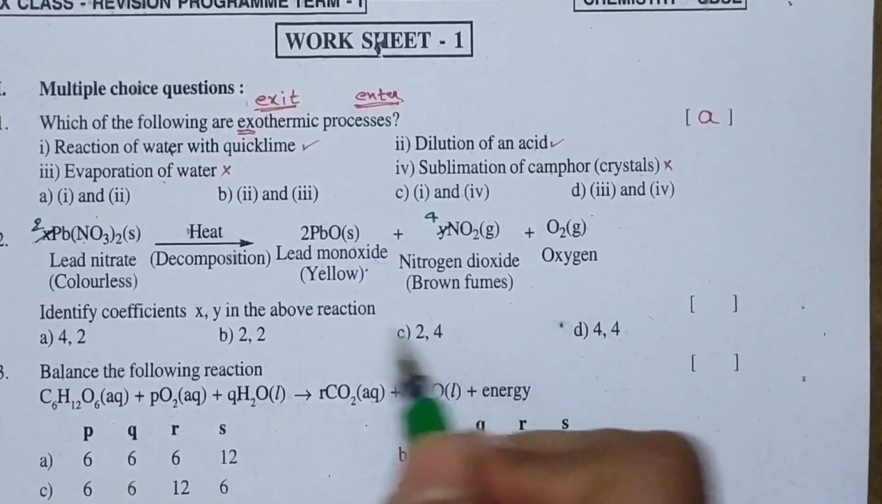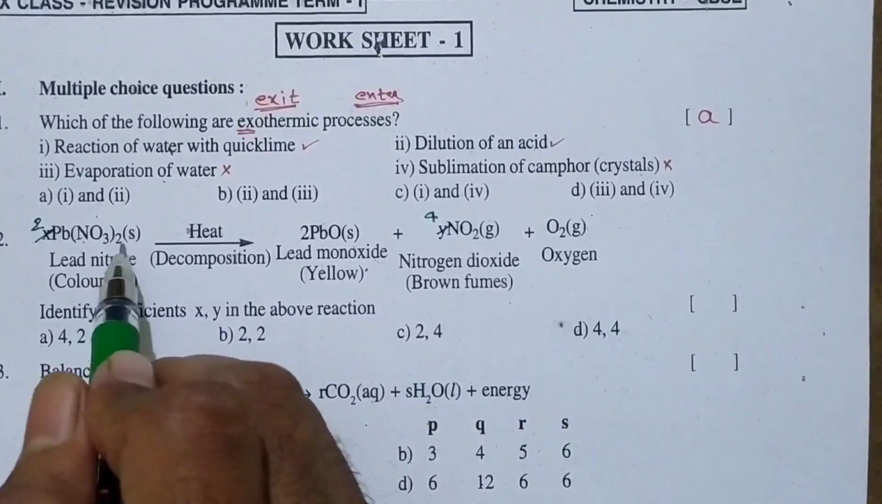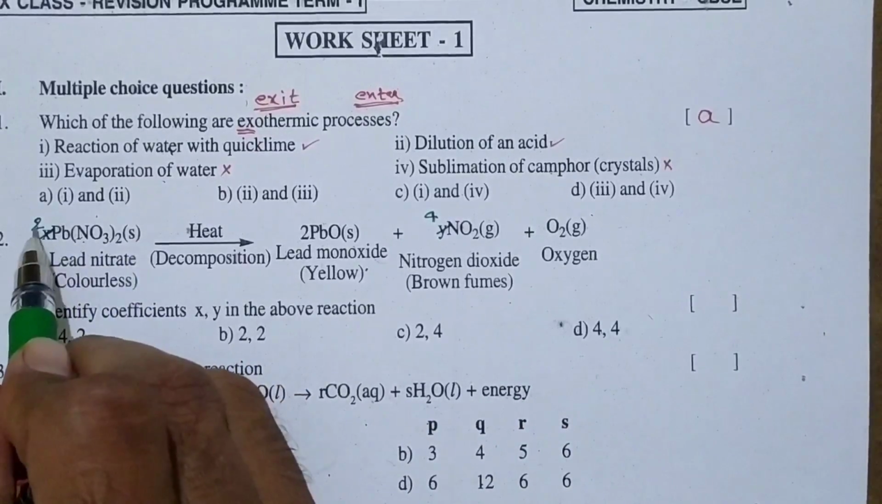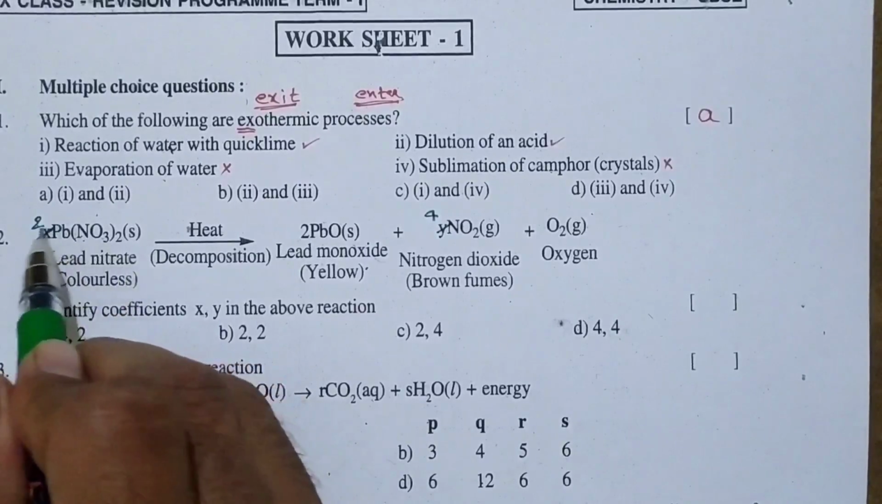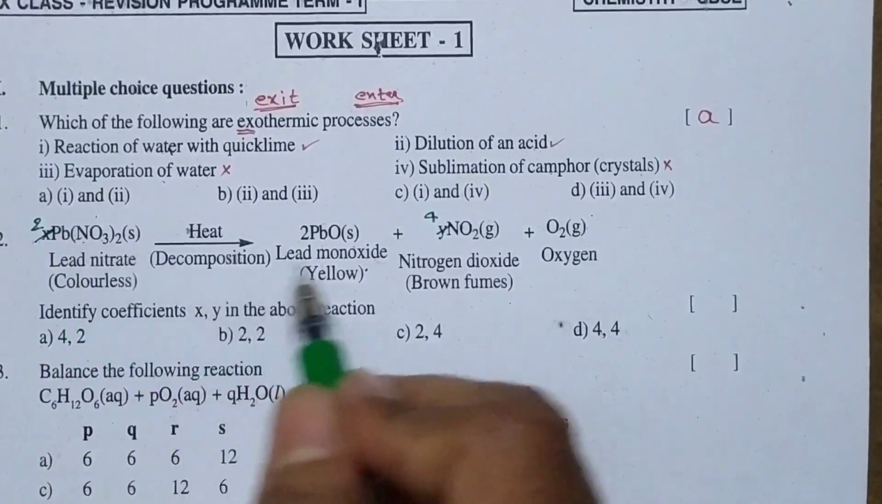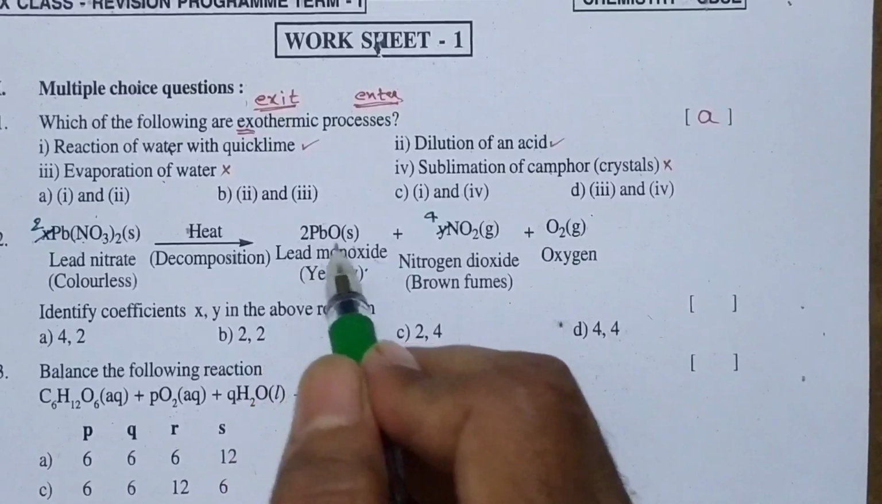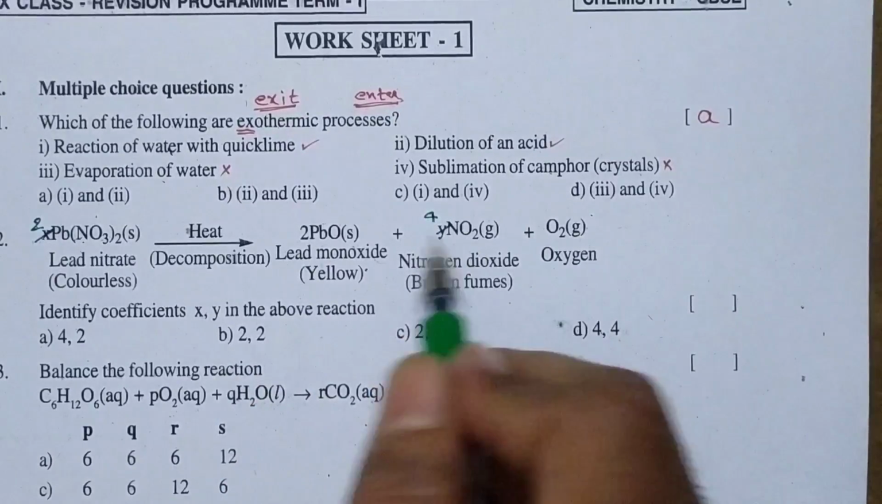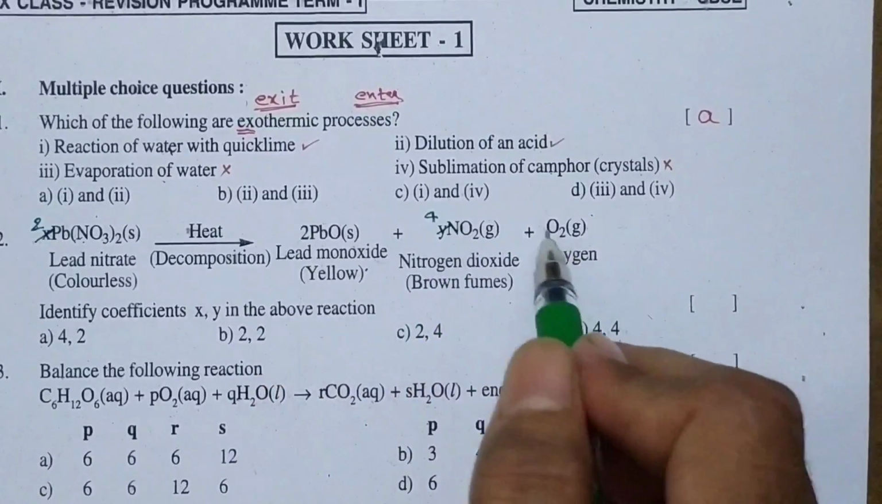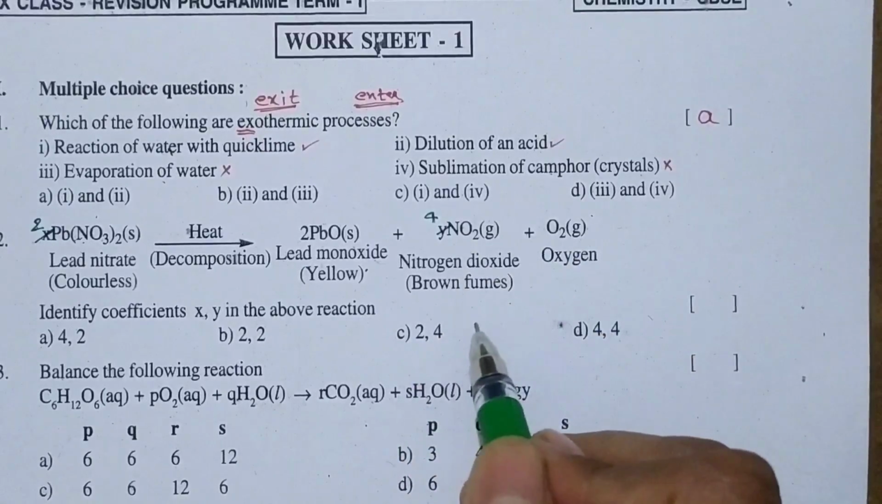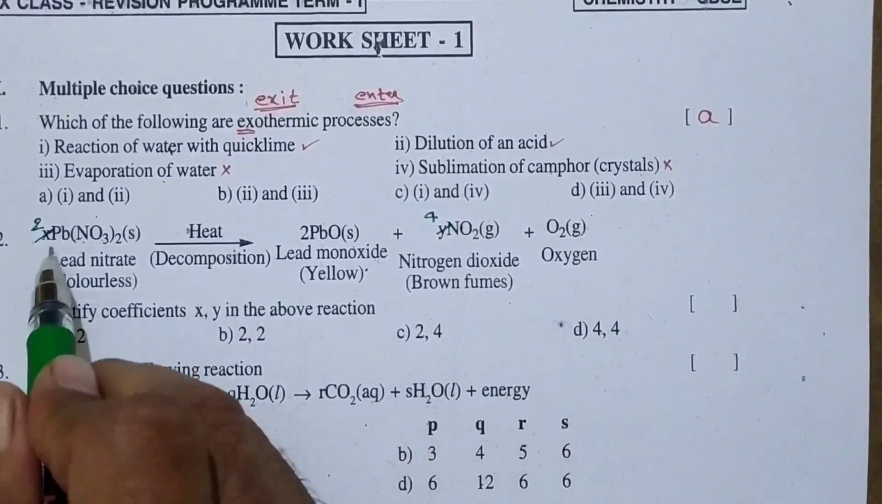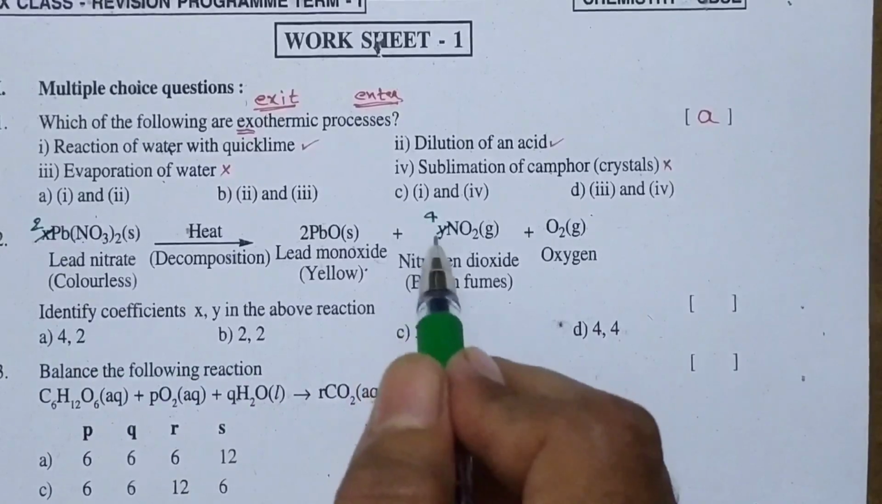Now let us check finally oxygen. See oxygen, 3 twos are 6 along with the 2, so 3 twos are 6, 6 twos are 12. 12 oxygens are there. Let us count here: 2 plus here 4 twos are 8, 2 plus 8 is 10, and here 2, 12. So oxygen also gets balanced. So here x value is 2, y value is 4.